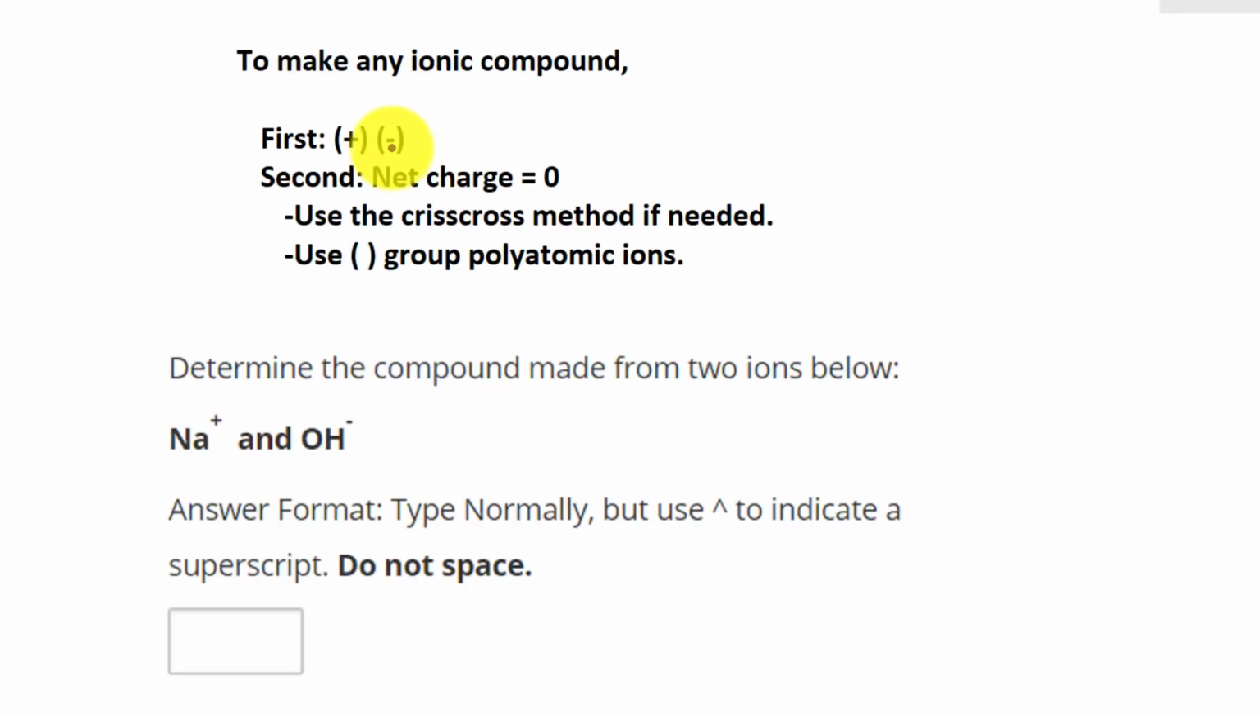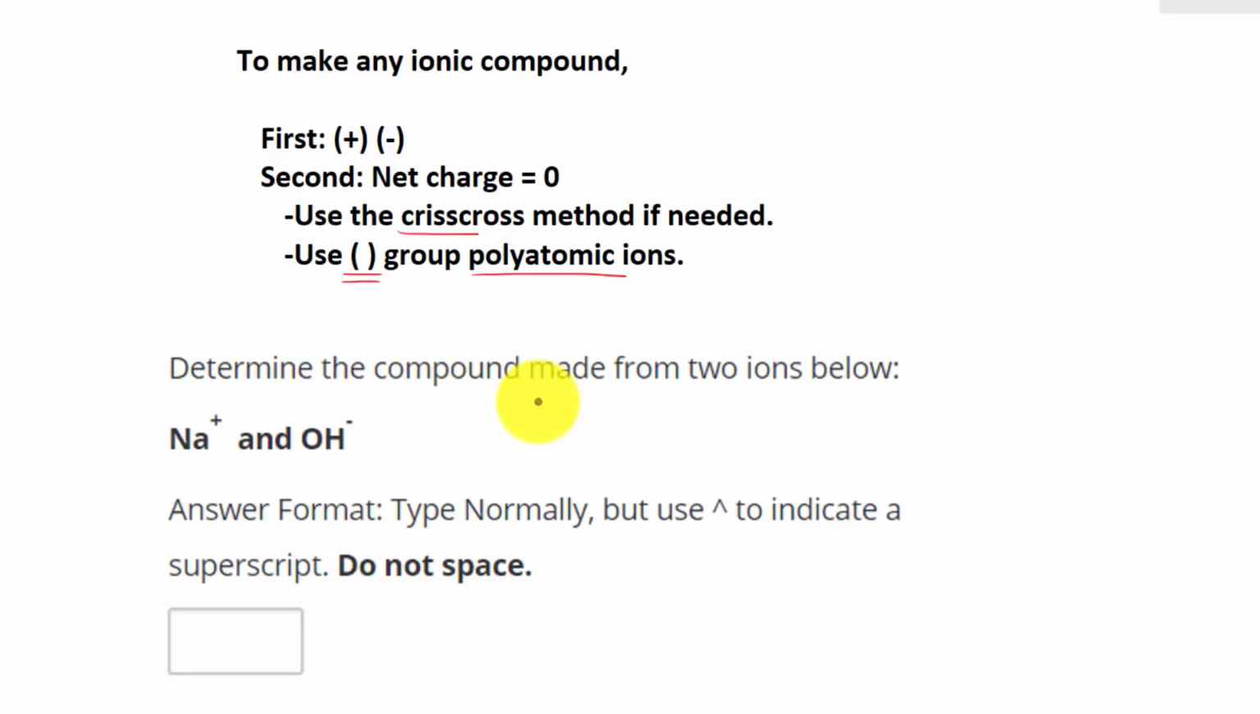One of the common methods that we use if the charges don't cancel each other out is the crisscross method, where we just carry down the number only. We ignore the charges, okay? Only the number. And if there is more than one of a polyatomic ion, we use parentheses to group them together. So let's try an example problem.